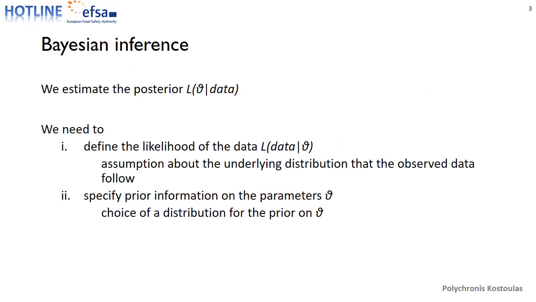This means that within the Bayesian estimation framework, we need to do two things. The first one is to define the likelihood of the data, and also make an assumption for the underlying distribution that the observed data follow. And the second step is to specify some sort of prior information about the parameters that need to be estimated. And of course, again here, choose an appropriate distribution for the prior information.